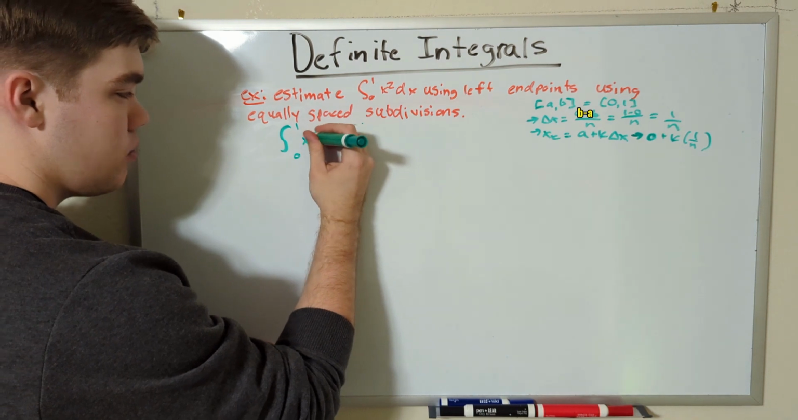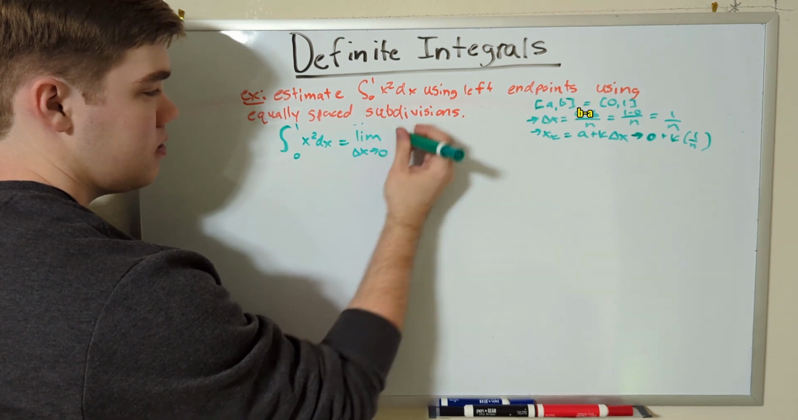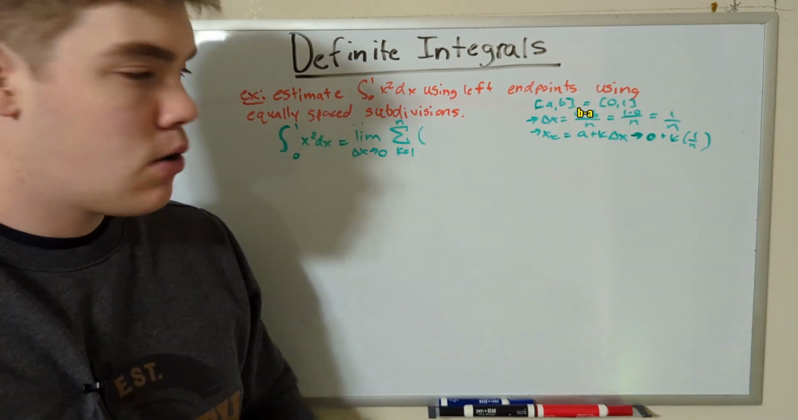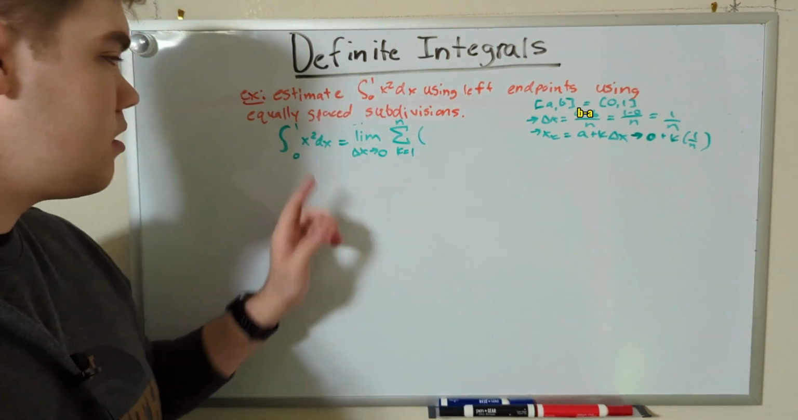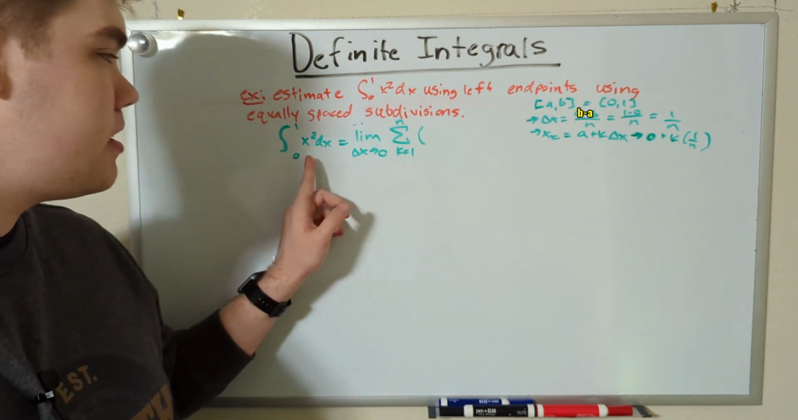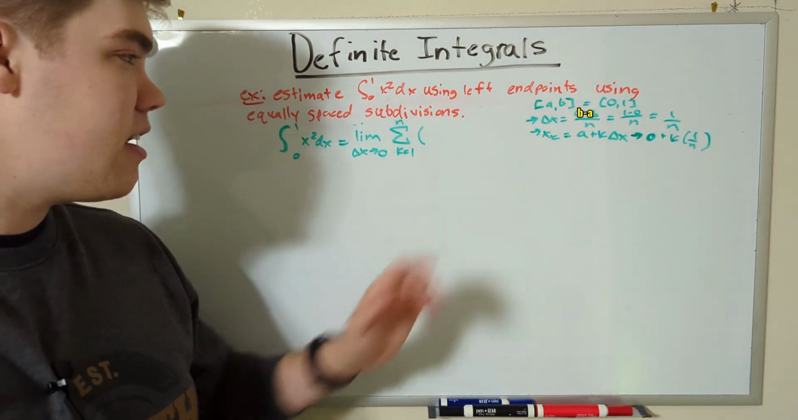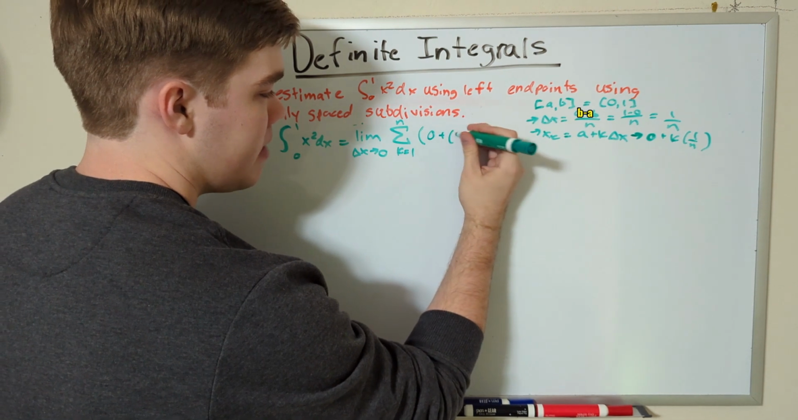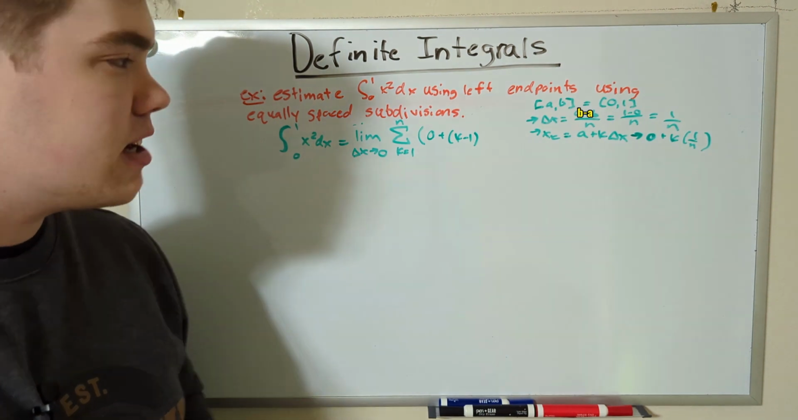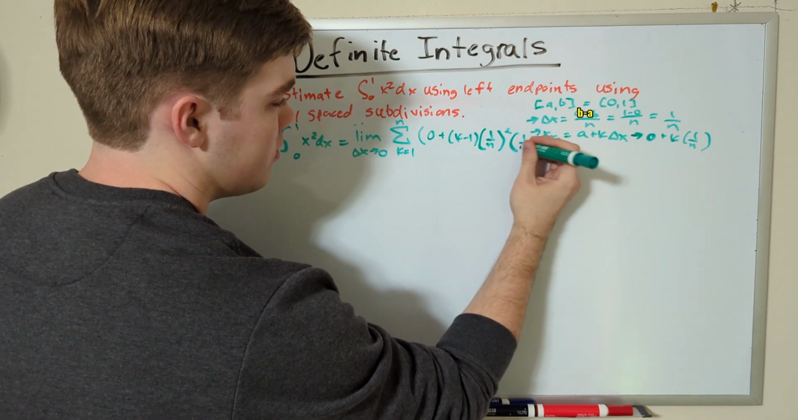0 to 1 of x squared dx is equivalent to the limit as delta x approaches 0 of the summation k equals 1 to n of, and remember, we're plugging all of this into the function x squared. Remember, in our notation, it was f of x dx. Our function is x squared, so we need to plug in these numbers into the function x squared. In this case, that just means everything will get squared whenever we plug it in here. So this is equal to 0 plus k minus 1. Remember, we're starting our integral at 0, not 1, so that's why we have to put this minus 1 here, times 1 over n squared times 1 over n.